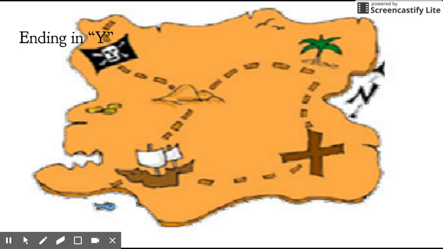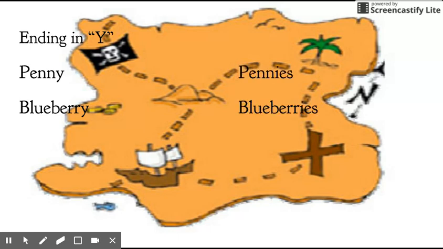Nouns ending in Y, such as penny and blueberry. If a noun ends in a Y, you don't actually keep a Y when you're adding a suffix. So what letter can represent the same sound as a Y makes? That's right, the letter I. So what you do is you change that Y to an I and you add an ES. So penny becomes pennies, blueberry becomes blueberries.